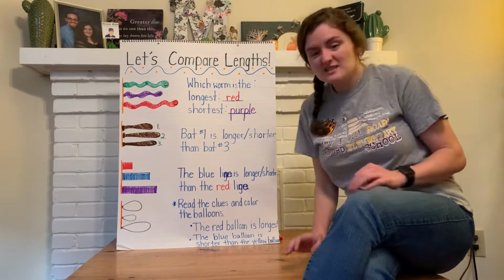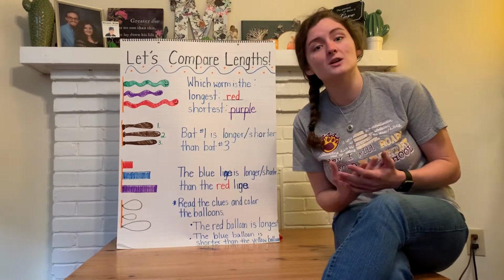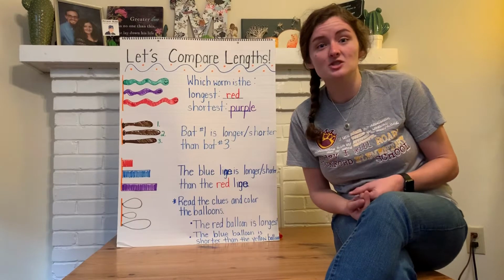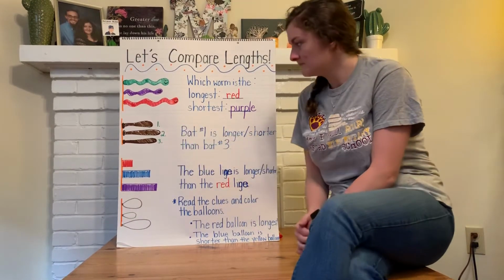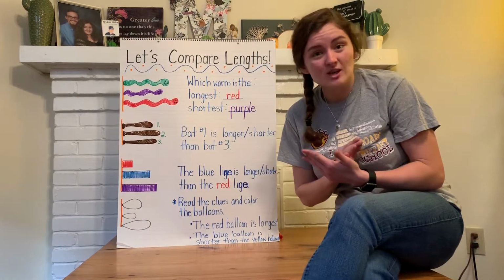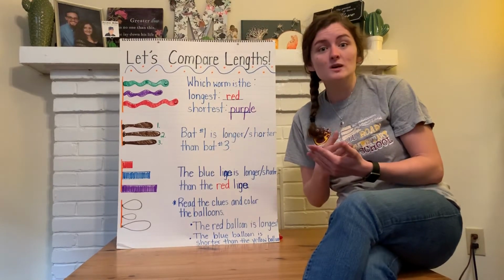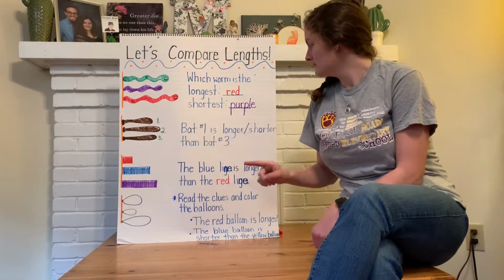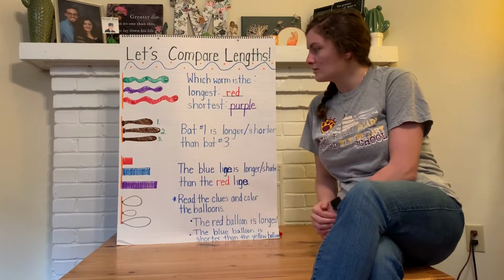For number 2, this one's kind of tricky, so we gotta read directions. This is important. When we are completing problems, we have to make sure that we read the directions and understand what it's asking us to do. So for number 2, we have 3 different bats. They all start at the orange line. I want to make sure they start at the same place, and I'm going to compare to see which one is shorter or longer. So it says bat number 1, is it longer or shorter than bat number 3?